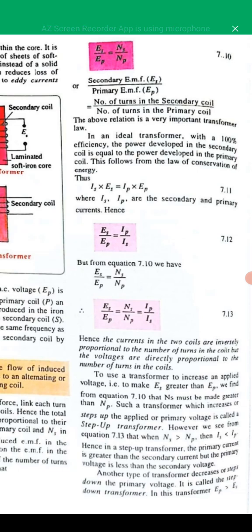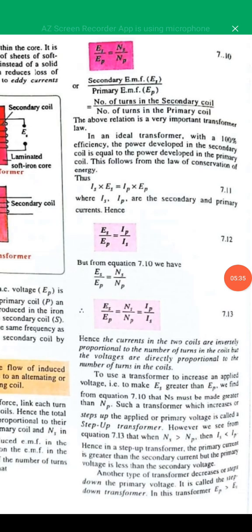So that's how we have I times E there. IS times ES equals IP times EP. IS is the current in the secondary coil, ES the voltage in the secondary coil, IP the current in the primary coil, EP the voltage in the primary coil.